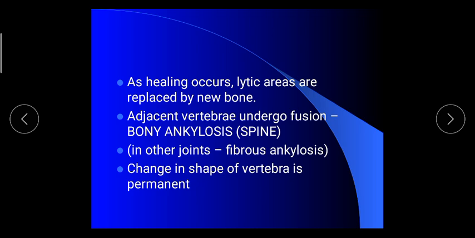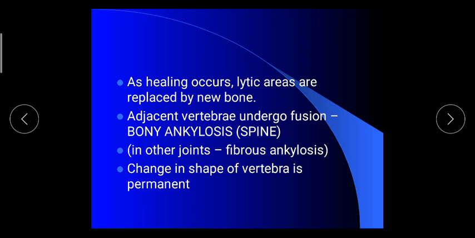Healing. Once the antitubercular treatment and surgical treatment has been done, it heals and the lytic areas are replaced by new bone. The adjacent vertebrae undergo fusion, that is ankylosis. You know that there are two types of ankylosis, one is the bony ankylosis and the other is fibrous ankylosis. Bony ankylosis occurs in pyogenic infections, whereas tuberculosis causes fibrous ankylosis.